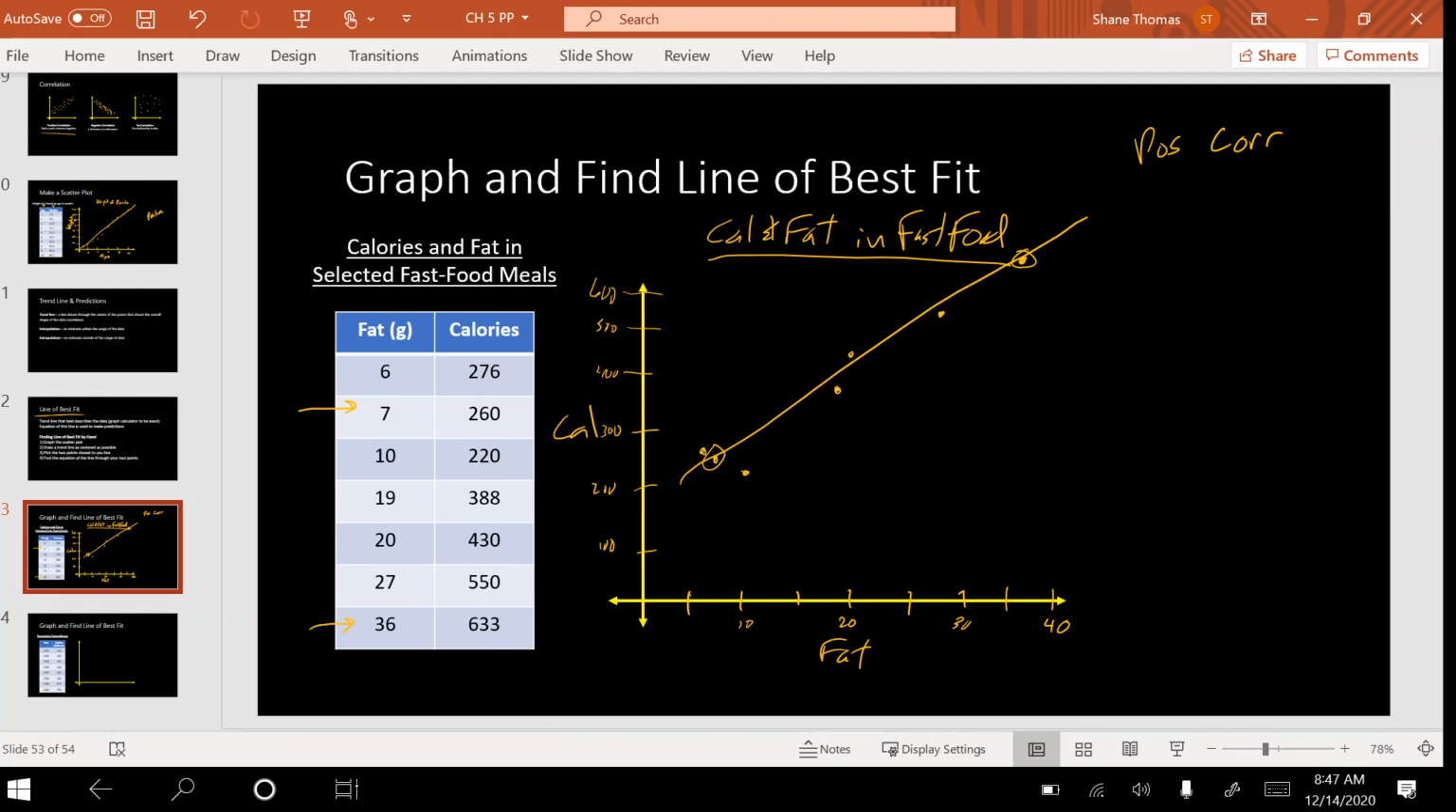Okay, so those are the 2 points I'm going to use for my line. I'm going to use the point (7, 260) and (36, 633). First thing you have to do to find the equation of a line through 2 points is to find the slope. It's y minus y: 633 minus 260 over 36 minus 7. So somebody grab a calculator.